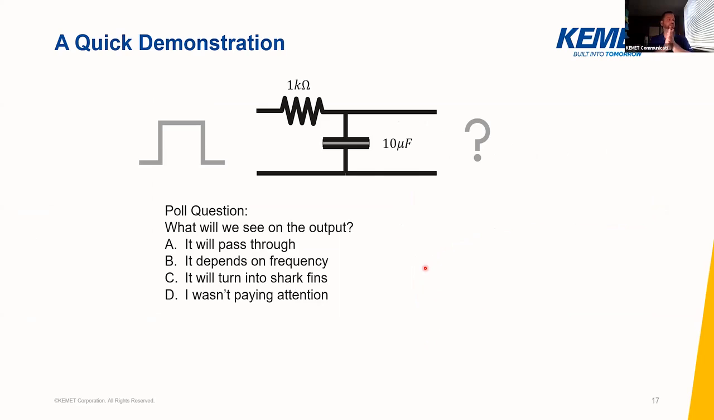So let's do a quick demonstration and a poll question, or a poll question first, followed by a quick demonstration. So let's say I have this circuit here, a very typical circuit, almost a first-year circuits type of circuit. You have a known resistance, known capacitance, and I put a square wave into it. The poll question is, what will I see on the output here? So let me launch the polling.